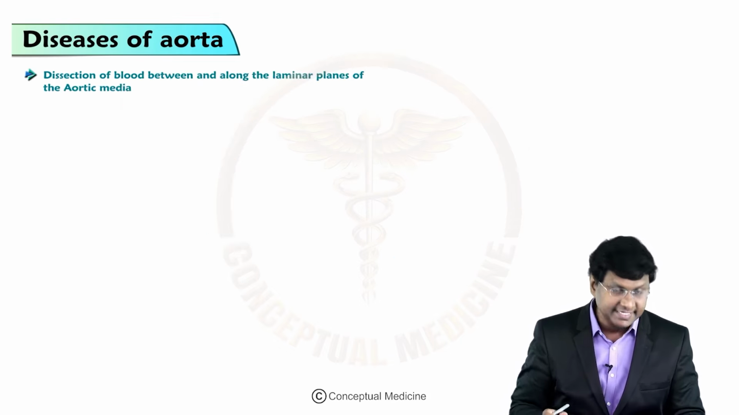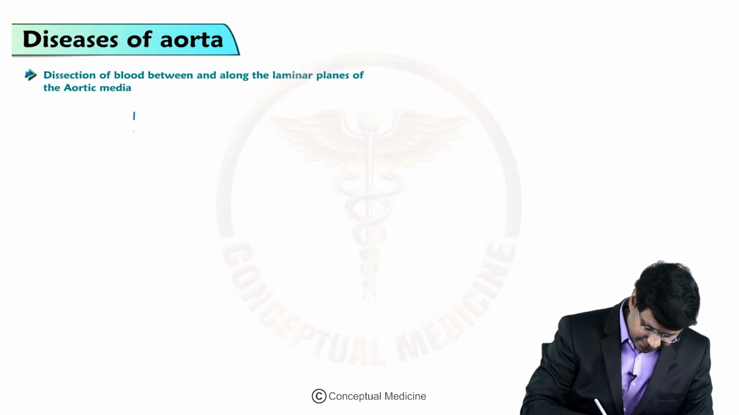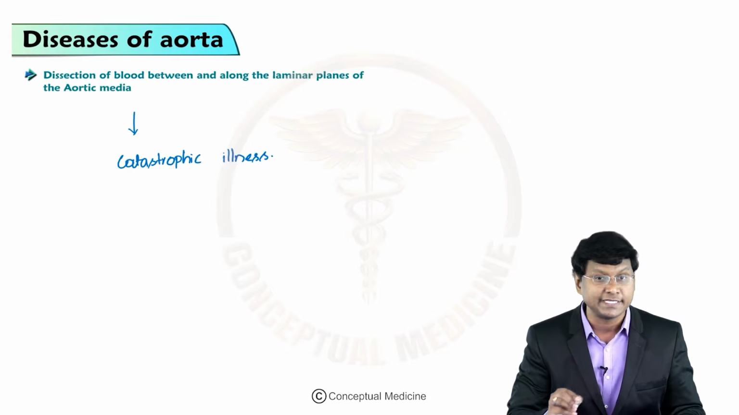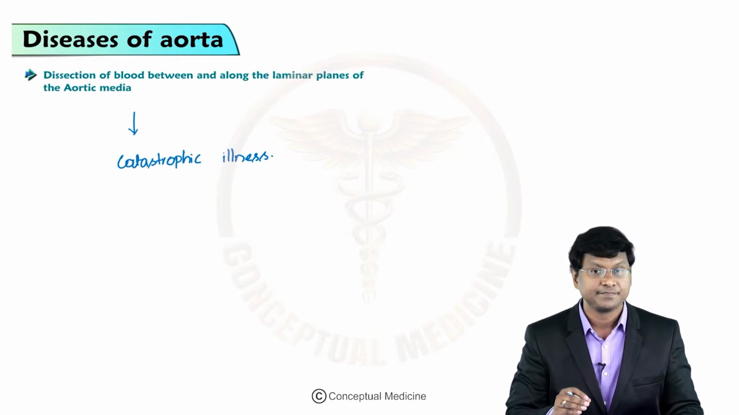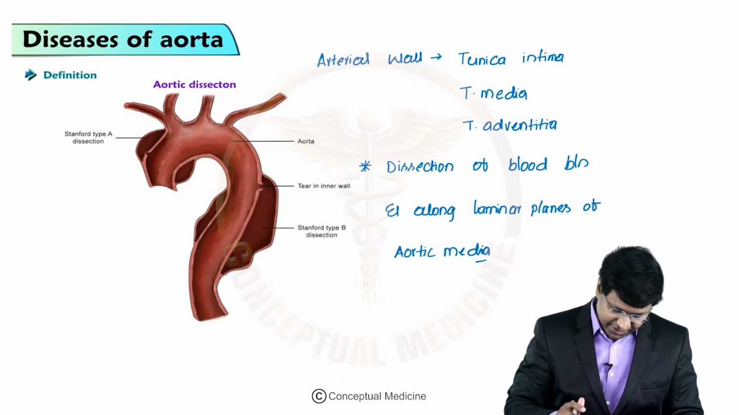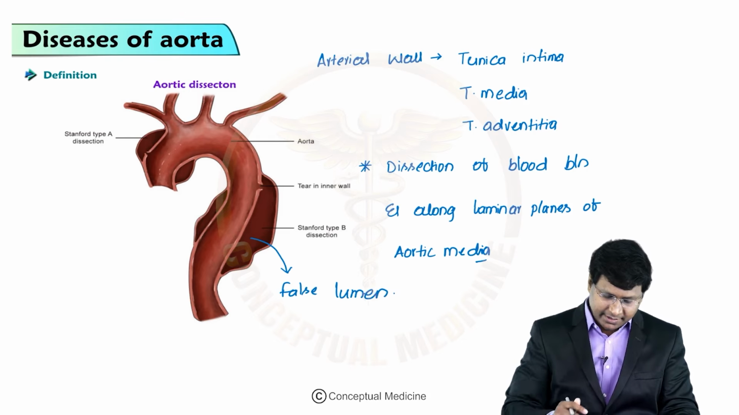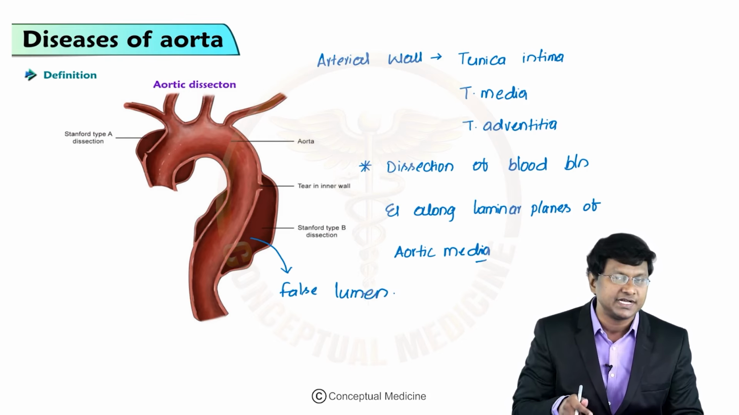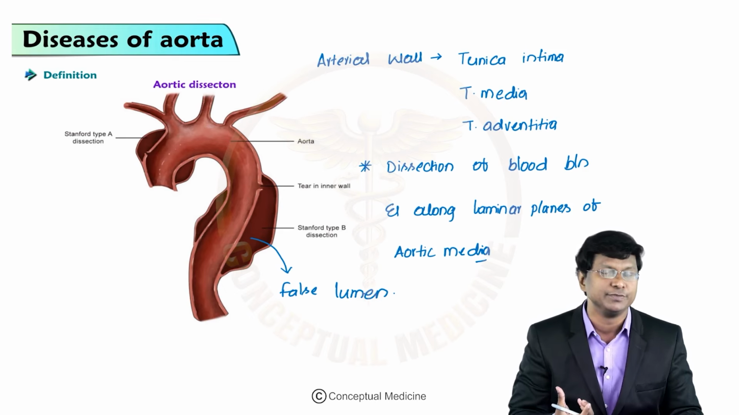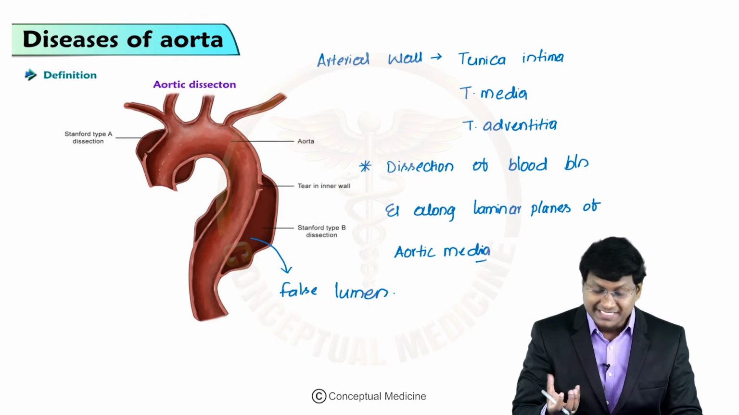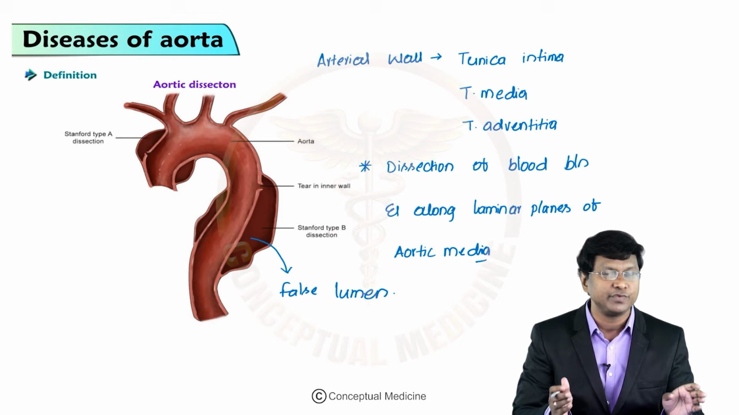And this aortic dissection, let me tell you, is one of the catastrophic illnesses. Now why is it considered a catastrophic illness? Because here there will be the creation of a false lumen. Once the blood seeps into the tunica media, there will be creation of a false lumen, and this false lumen can rupture. Once it ruptures, the blood gets dissipated into the various cavities.